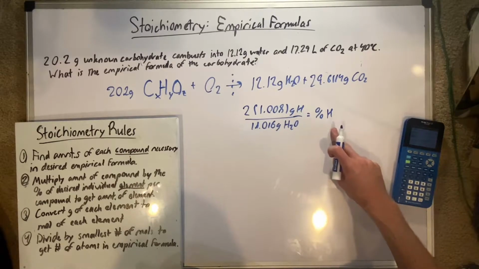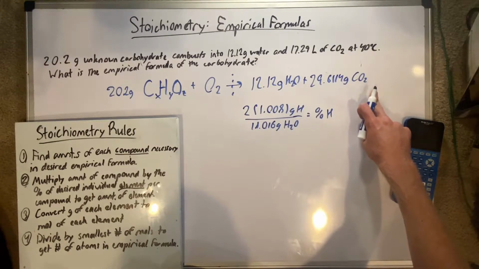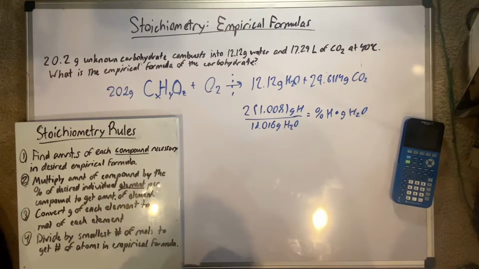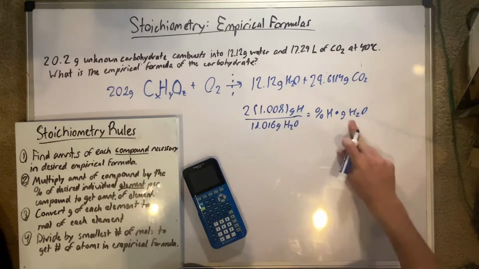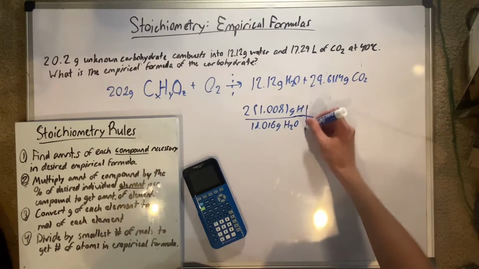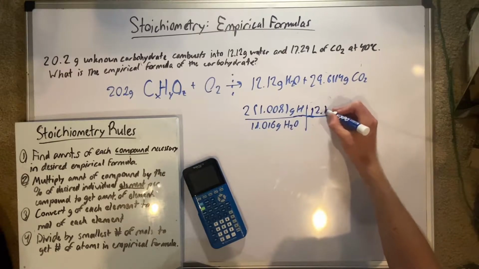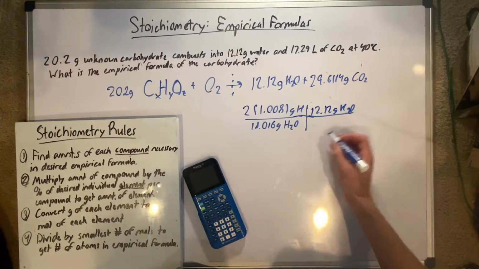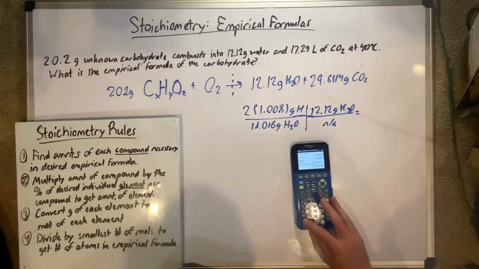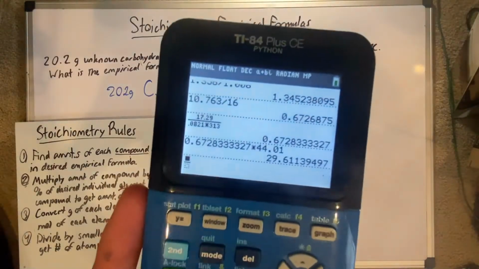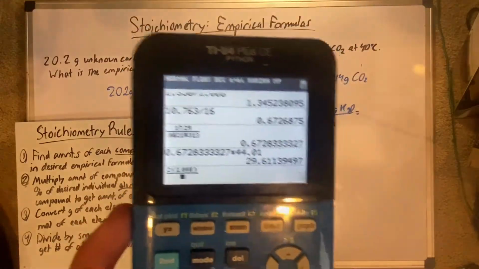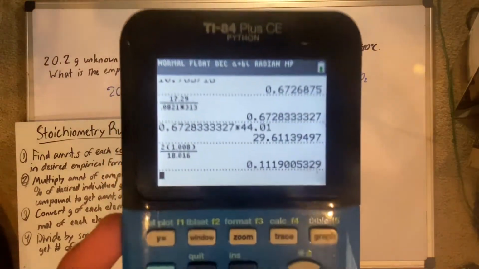We need to use this ratio to figure out how many grams of hydrogen there are present in our specific equation, which means that we would have to multiply that by the actual amount of water. So what I'm going to do is create another little column where we multiply it by 12.12 grams of H2O. And then we don't need to multiply by anything else down here. So then we can say 2 times 1.008 divided by 18.016 is equal to that.